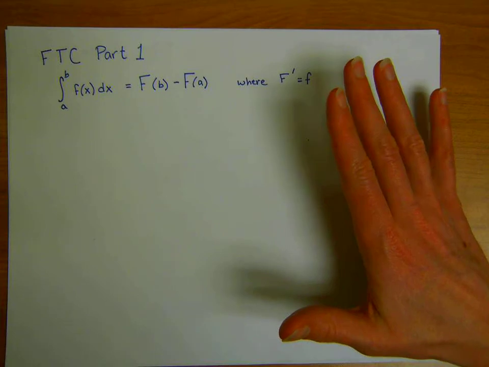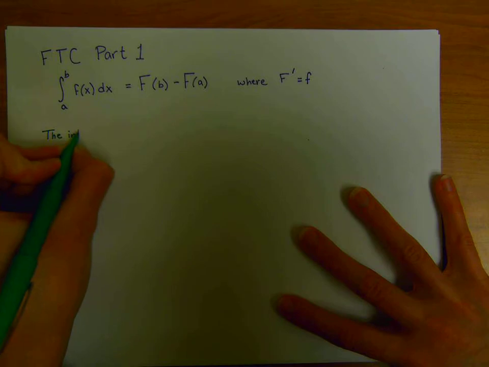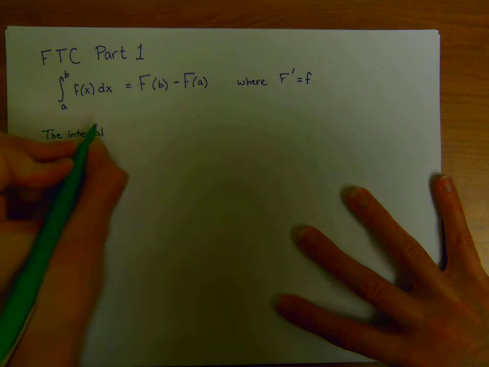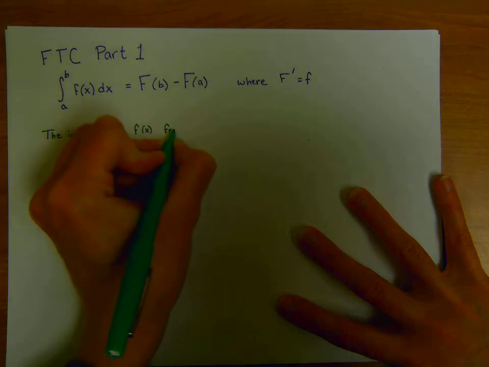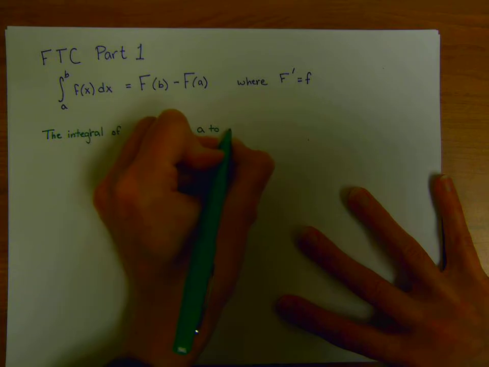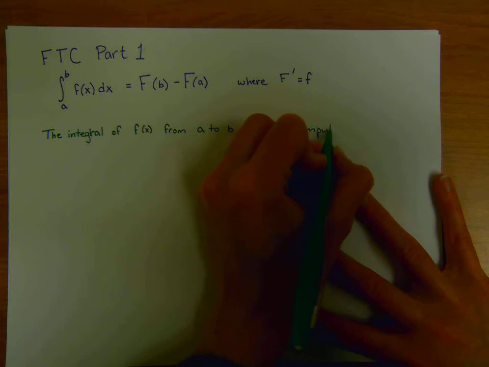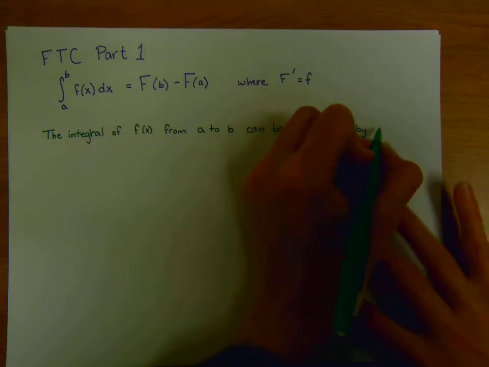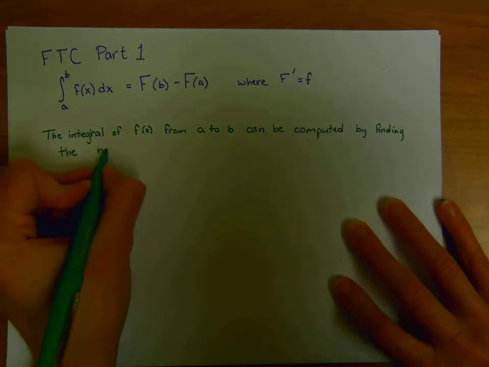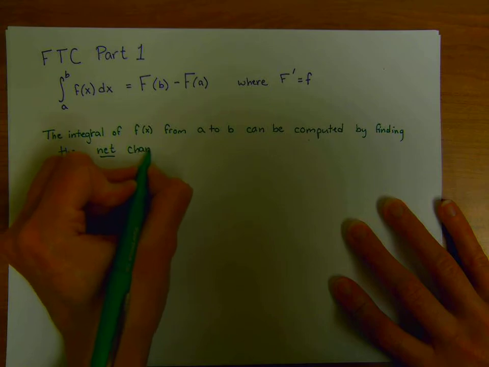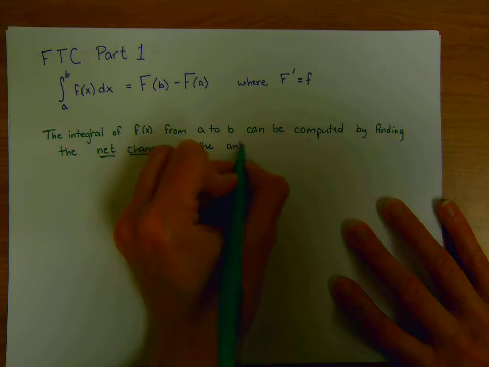So what is all of this saying? This is saying that the integral of a function f of x from a to b can be computed by finding the net change in the antiderivative function.